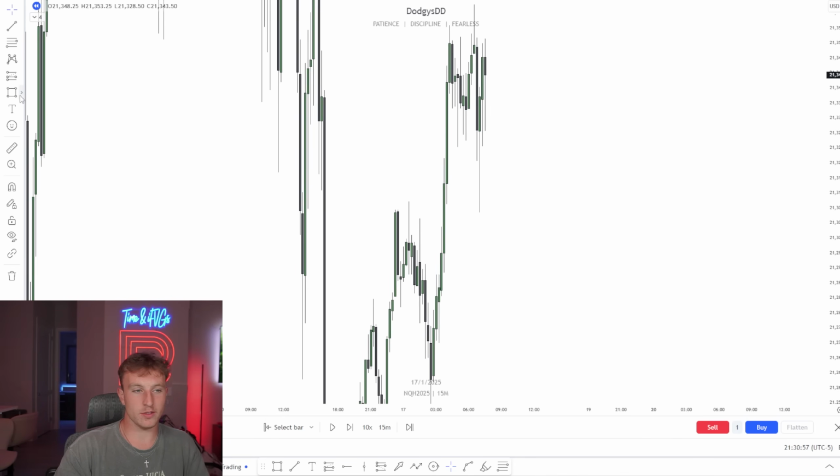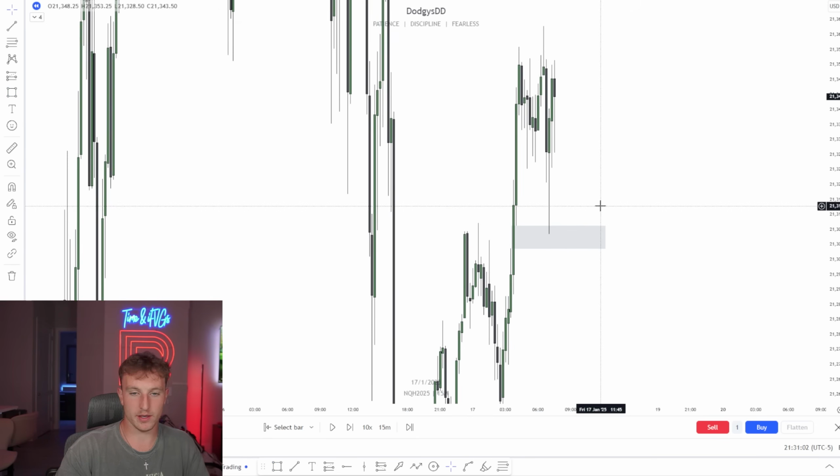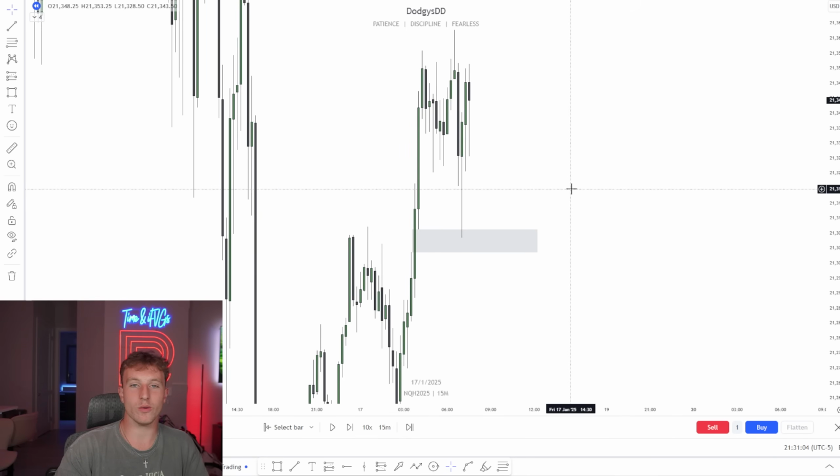Moving on to the third example, here is another A+ setup. As you can see, we have a fair value gap here in the 15-minute. And one of the most common questions I get asked is, does it have to be a 1-minute fair value gap and a 1-minute IFVG? And the answer is no.